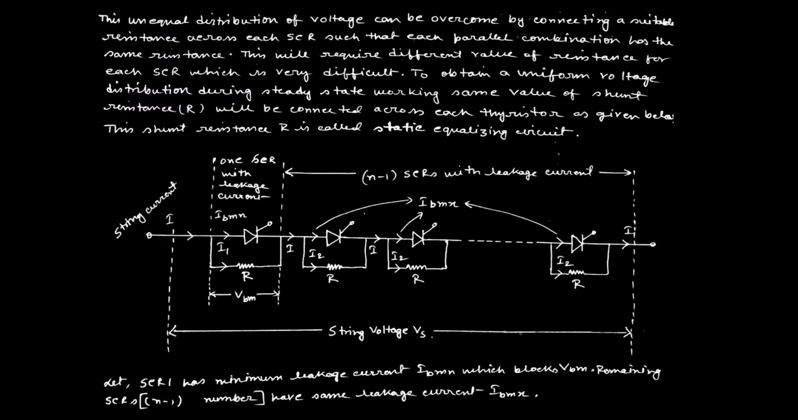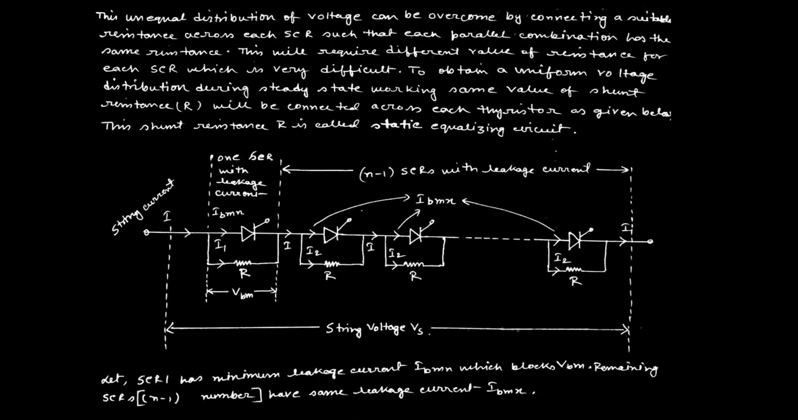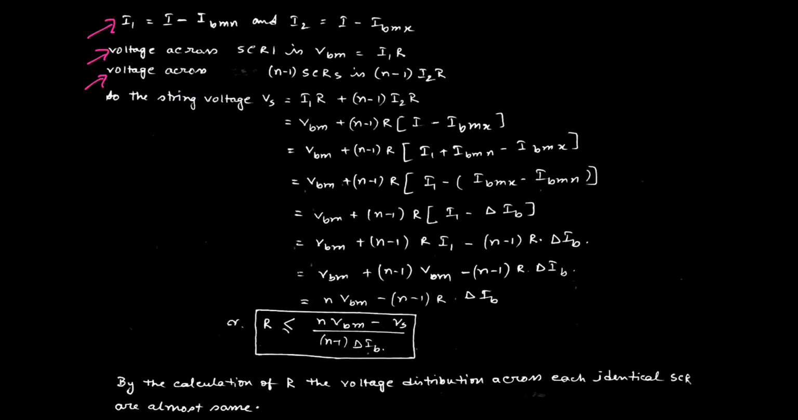That can be seen in this picture, where VBM is equal to I1 into R, the potential drop across this resistance, and for the n minus 1 number of resistances, it is I2 into R. So we can write these two equations: for SCR1, VBM equal to I1 R, and for n minus 1 number of SCRs, n minus 1 into I2 R.